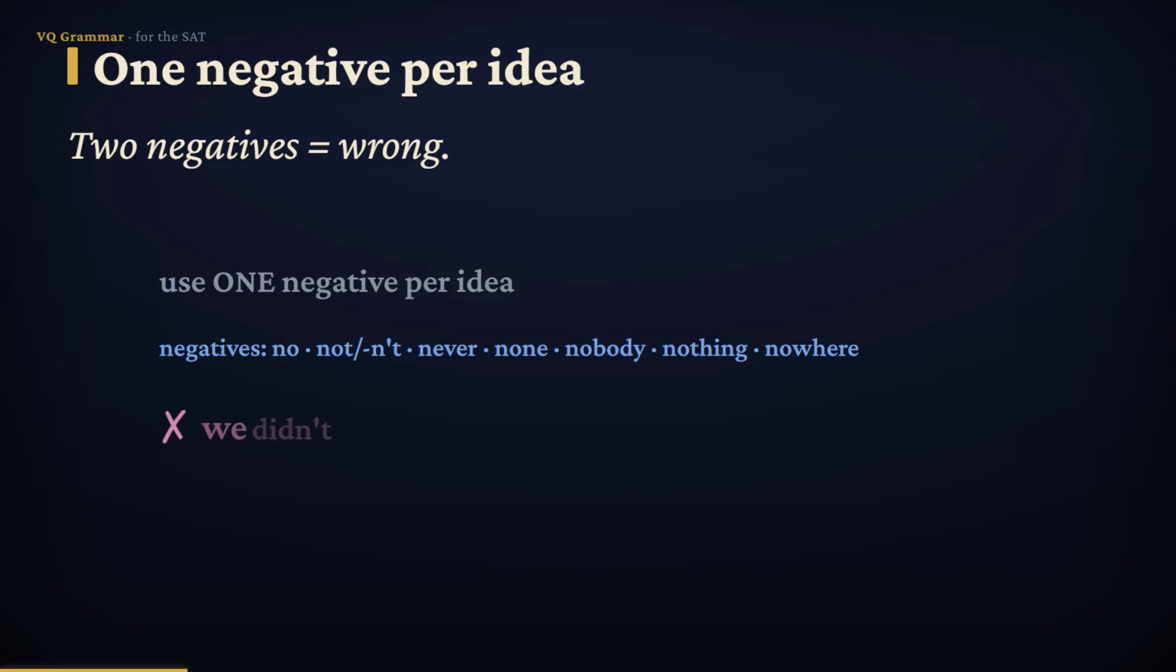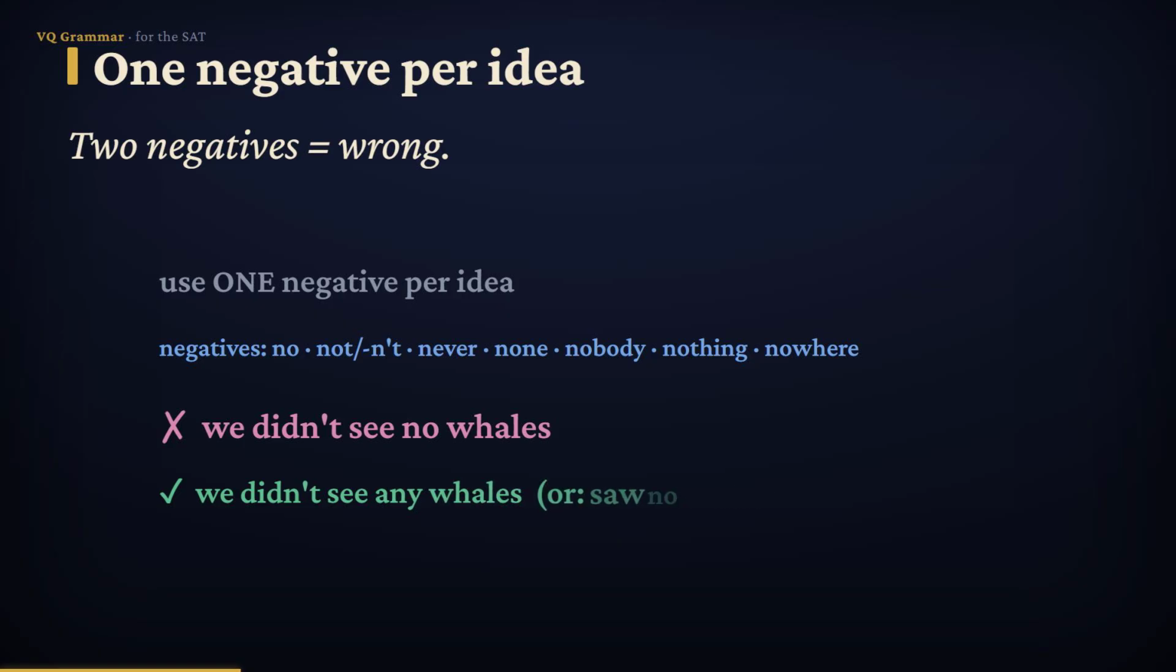Listen, we didn't see no whales. That's two negatives, didn't and no. Fix it two ways. Change one negative to a positive, we didn't see any whales, or drop one, we saw no whales. One negative is plenty.